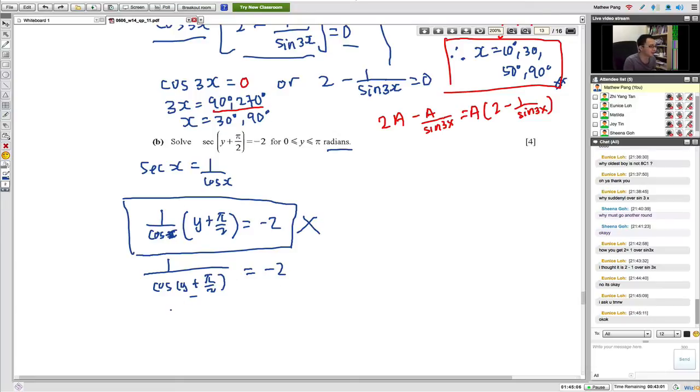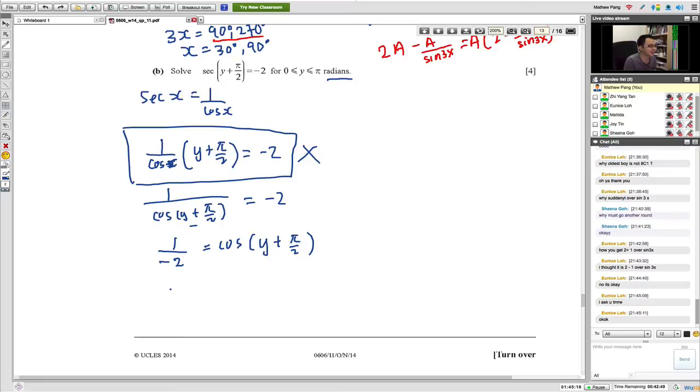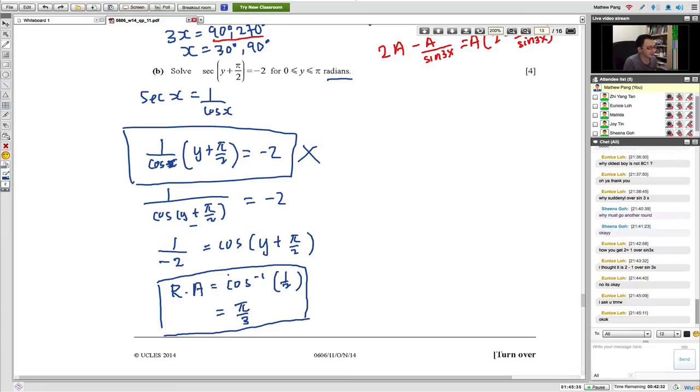Then I will continue to solve. So this is 1 over negative 2 equals to cos of y plus pi over 2. For having a negative, we find the reference angle first. So the reference angle, shift cos of 1 over 2, you will know is 60 degrees, which is pi over 3. How do I find the reference angle? You just press your calculator without the negative symbol. That's all.